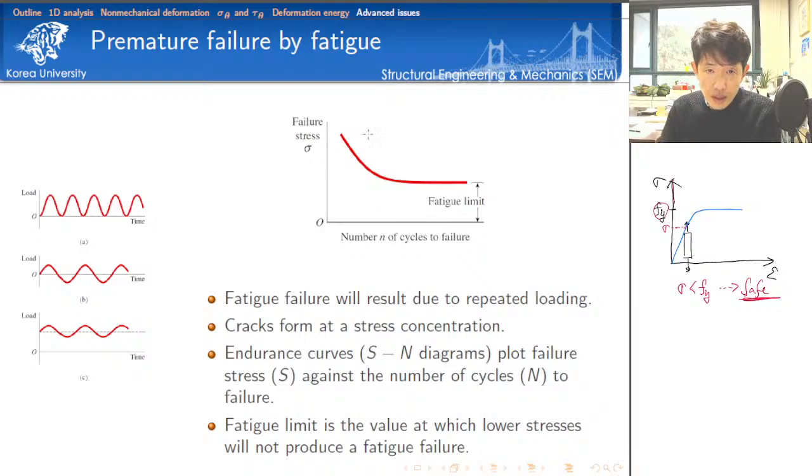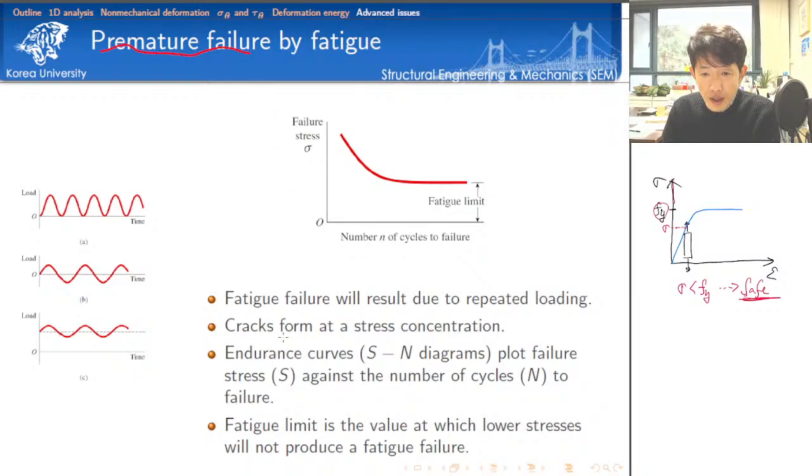Fatigue is premature failure, even if the stress range is less than the yield strength value or any strength value considered in the design of the structure. If the stress is applied repeatedly to the structure, then the stress history would lead the structure to fail.